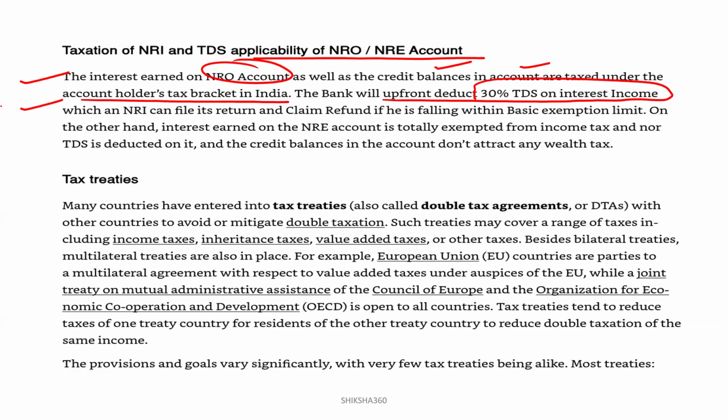On the other hand, interest earned on the NRE account is totally exempt. Clear? That's why many persons who are eligible for the NRE account, that is external, are totally exempted from income tax, and no TDS is deducted on it. And the credit balance in the account does not attract any wealth tax. Presently, there is no tax regarding that. Earlier, there was this tax.